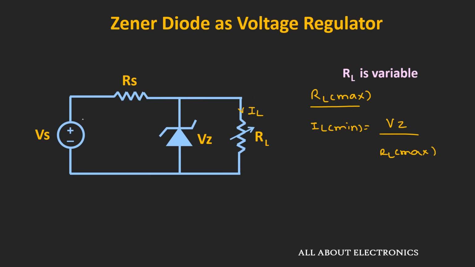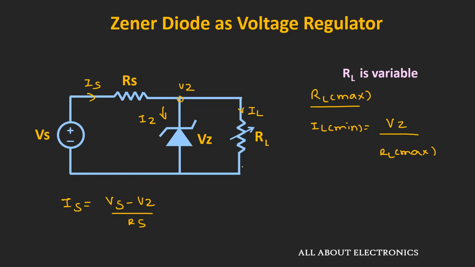Now here, as Vs and Rs are fixed, the value of current Is will be fixed. So this current Is can be given as Vs minus Vz divided by Rs. So this current Is will remain fixed.